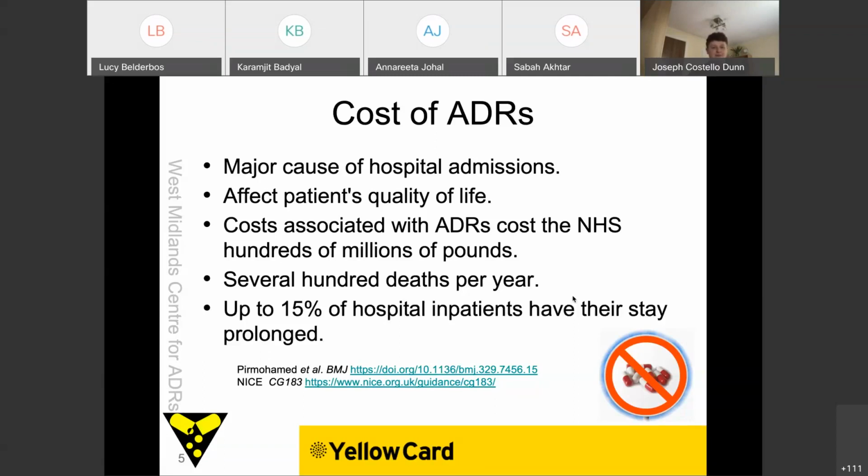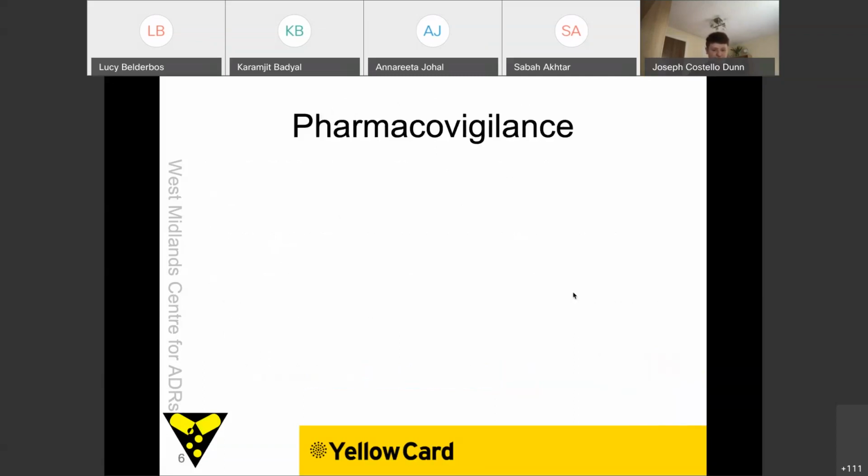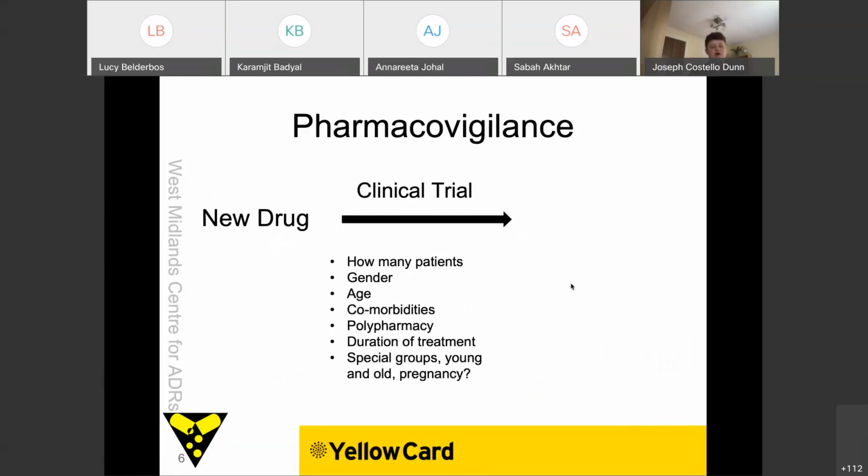So pharmacovigilance is the practice of monitoring the effects of medicinal drugs after they've been licensed for use, especially in order to identify and evaluate previously unreported adverse reactions. When a new drug is discovered, it may enter a clinical trial where it goes from in vitro to in vivo models. These clinical trials may contain around 1,000 patients. The gender tends to be towards men and the age around 30.